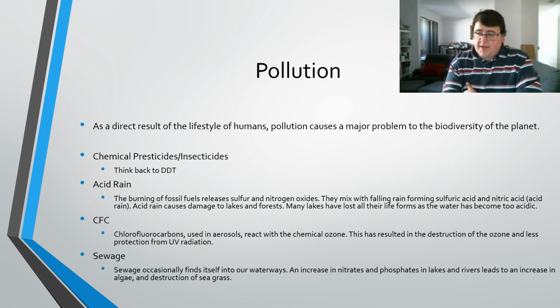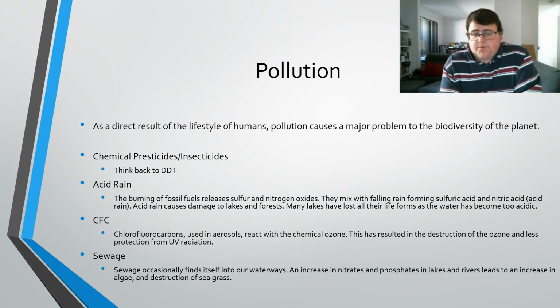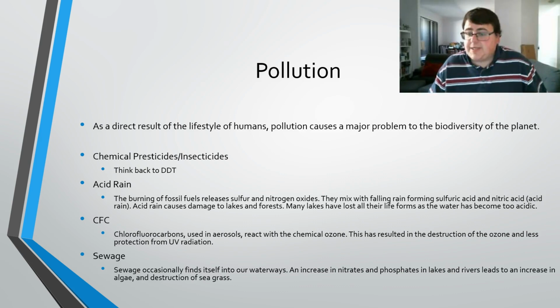Another problem that we've had is acid rain, and acid rain is a big one that we're having on the world at the moment. So we burn fossil fuels almost all the time, and those fossil fuels release sulfur and nitrogen oxides. They mix with falling rain, which forms sulfuric acid and nitric acid, which is basically acid rain. And that causes damage to lakes and forests. It lowers the pH levels in the lakes and forests. It makes them more acidic.